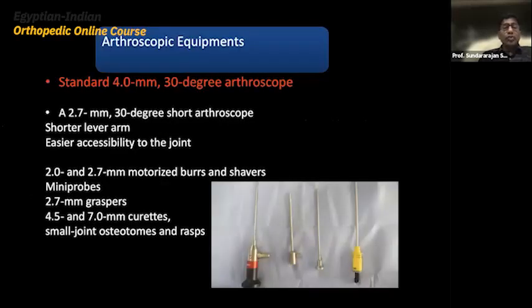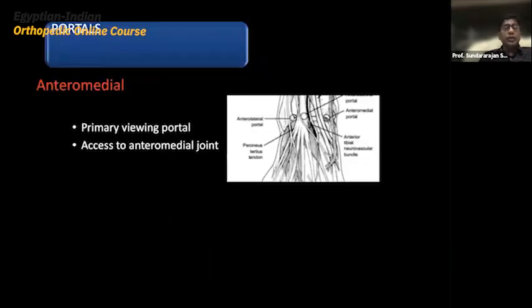And standard arthroscopy is more than enough, like what you do for a knee arthroscopy. A 4 mm, 30 degrees arthroscope is more than sufficient. But when you deal with osteochondral lesions where you want to reach the middle of the talus or the tibia, it is better to have 2 and 2.7 mm motorized burrs and shavers, which will help you to go into the joint, especially when the joint is very tight. So you should have an armamentarium of both 4 mm scope as well as 2.7 mm scopes and the instrumentation.